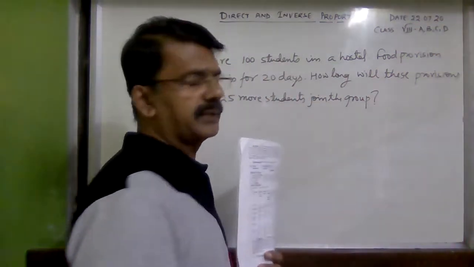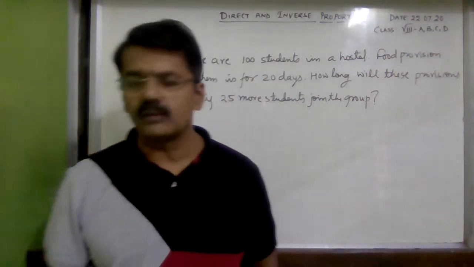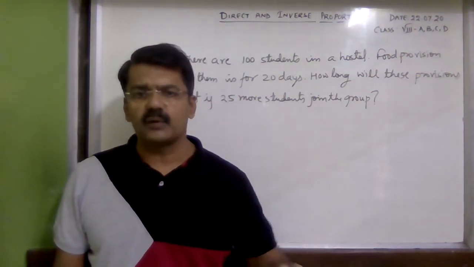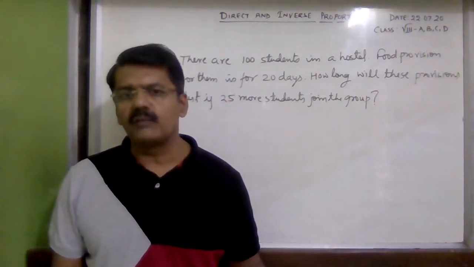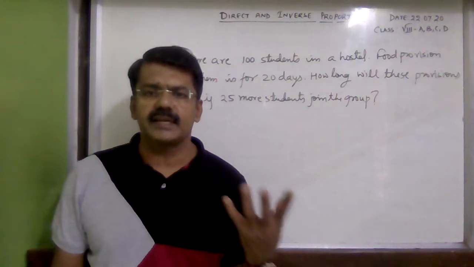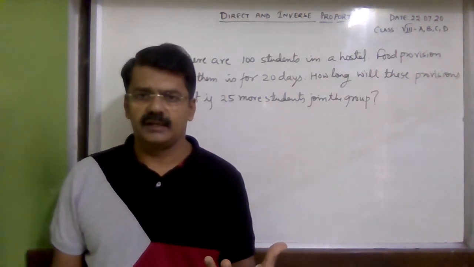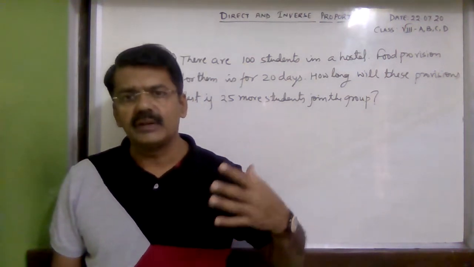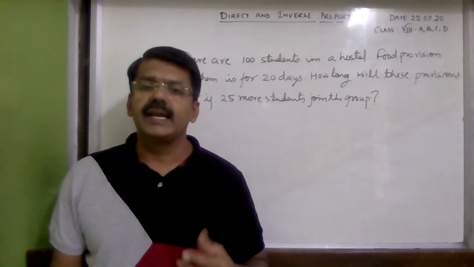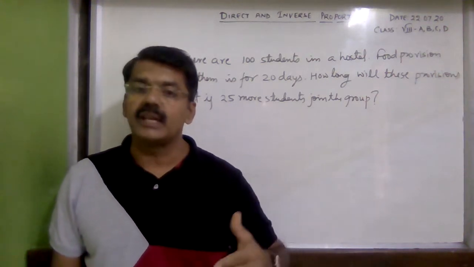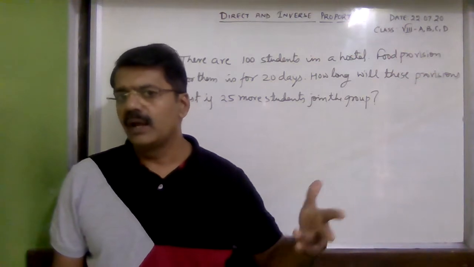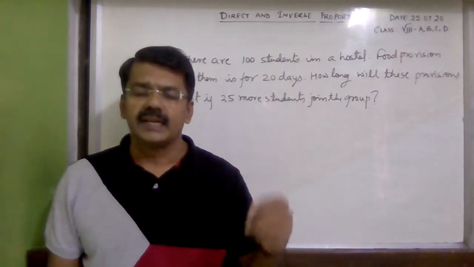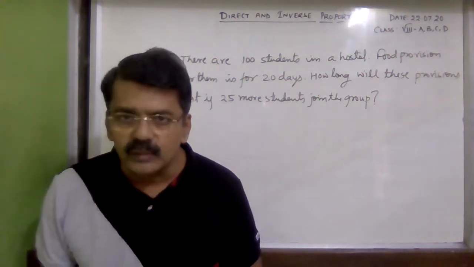So now you see the two quantities that are in consideration over here is the number of students in a hostel and the number of days for which the food will last. Then obviously if more number of students are there and there is a limited supply of food, then the food will last for less number of days. If less number of students are there, then the food will last for more number of days. So you see, when one quantity is reduced, the other increases, or when one quantity is increased, the other reduces. So they are in inverse proportion.